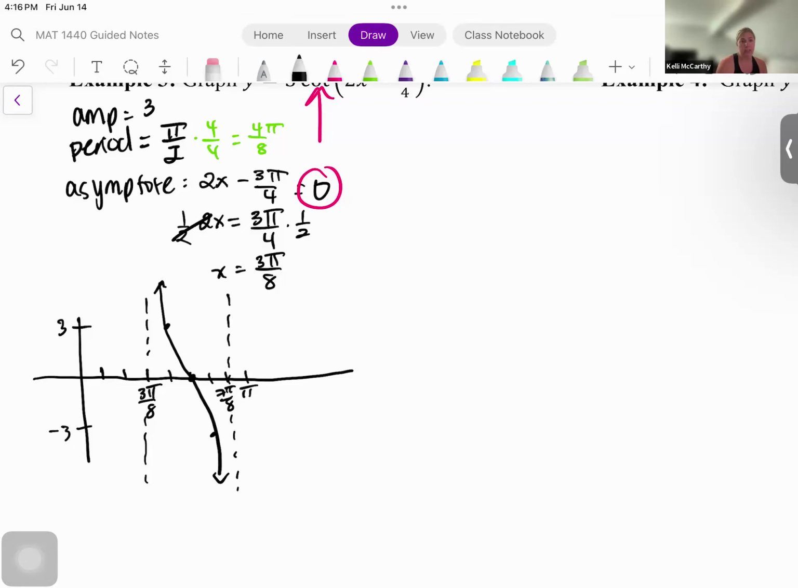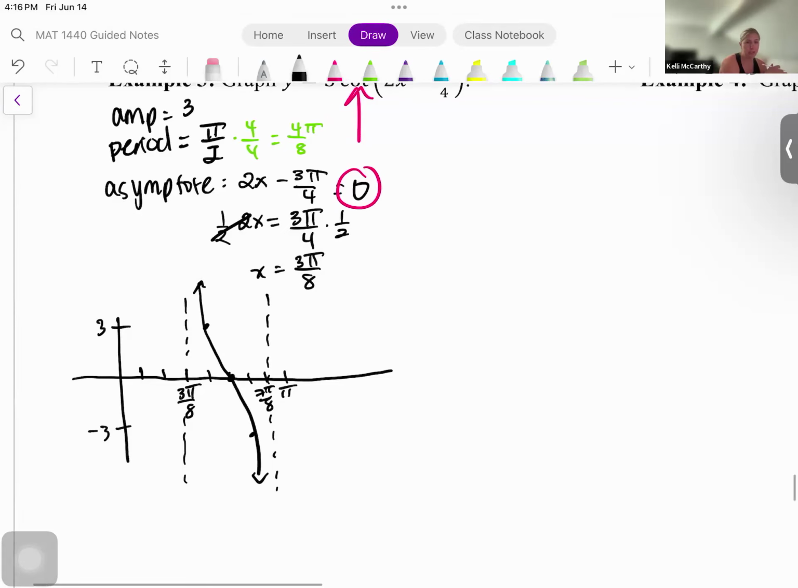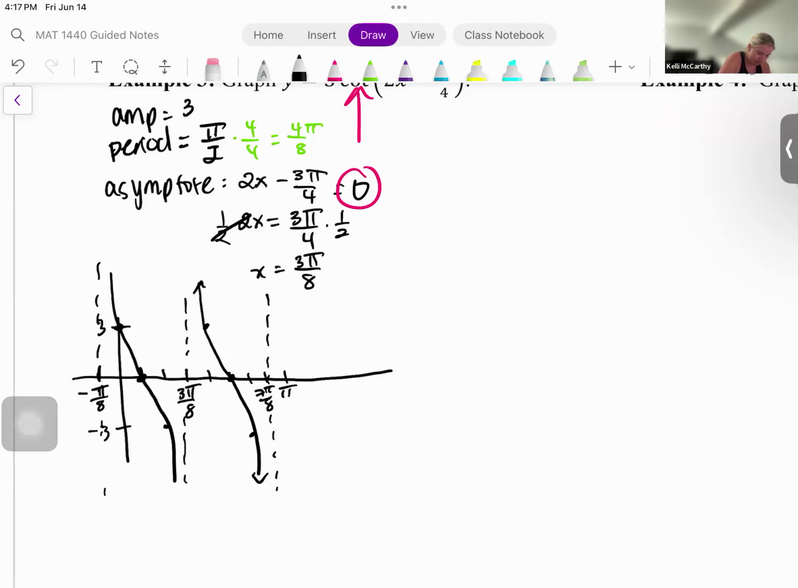Now, if we wanted to continue, graph another period, let's go to the left to graph another period. So starting at 3 pi over 8, going 4 pi over 8s to the left, I'm going to have to go down here to -pi over 8 for my next asymptote over here. And it's the same thing. We're going to start at that first tick mark, which is actually going to be that y-axis at +3, then our midline, then -3. And there's another branch of our graph.